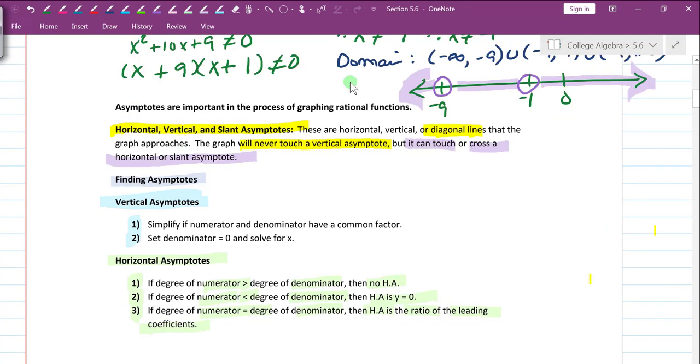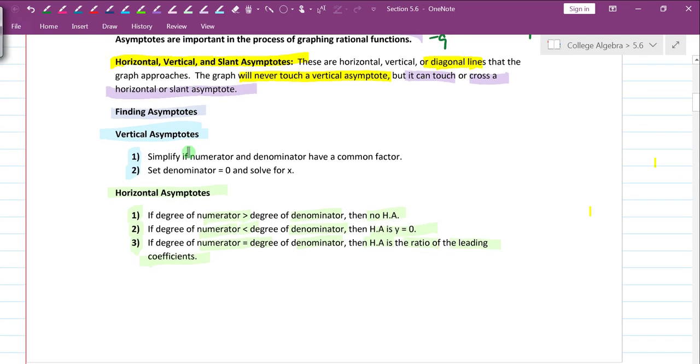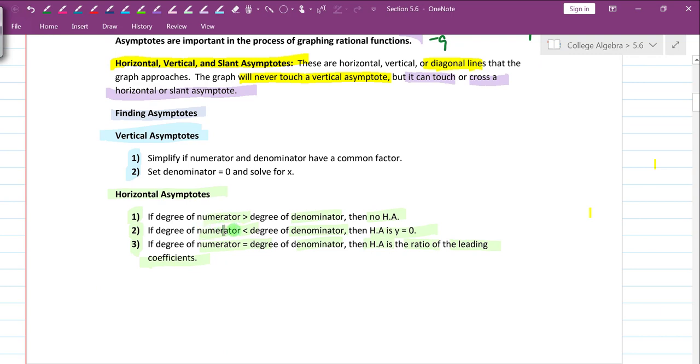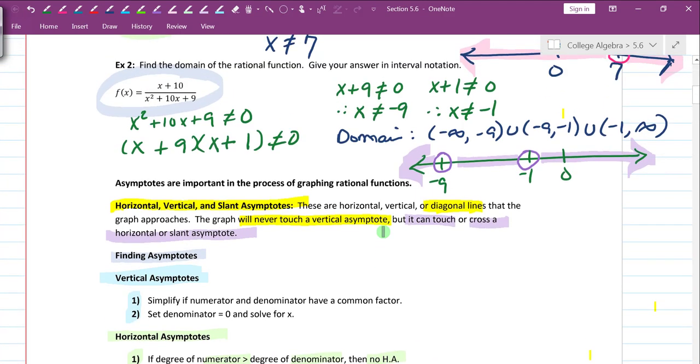Let's look at problem number 2. This one right here. The degree of the numerator is 1. The degree of the denominator is 2. So the degree of the numerator is less than the degree of the denominator because 1 is less than 2. So our horizontal asymptote is y equals 0, which is also the x-axis.